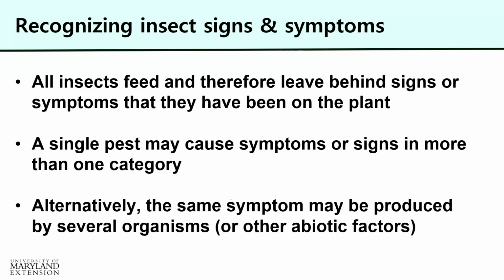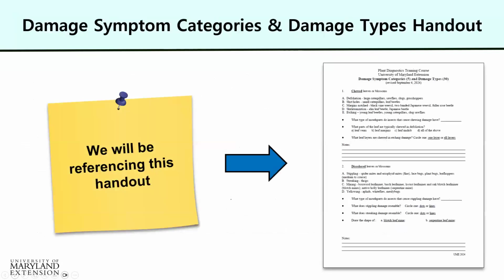So today we're going to review these different categories and types to help us begin to recognize some of these things that we can see in our own green spaces.